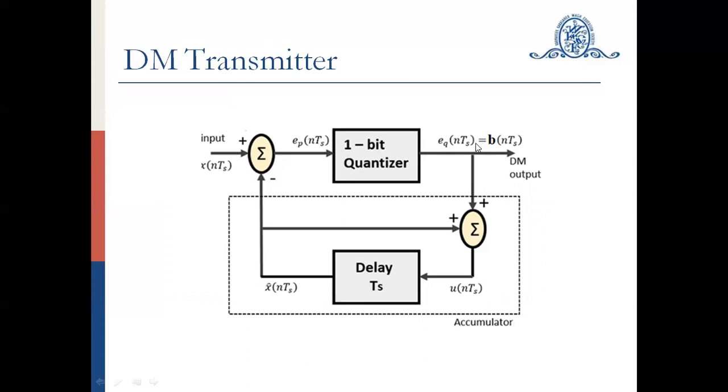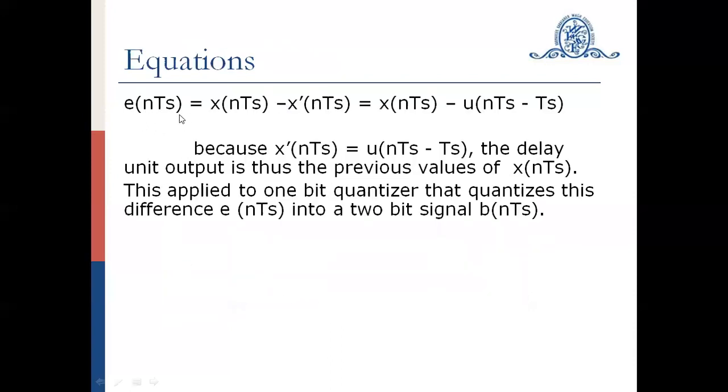That will be applied to the 1-bit quantizer. The output of this 1-bit quantizer is considered as the delta modulator output, that is either 1 or 0, and that is again applied to the accumulator. The accumulator consists of a delay block and this summer circuitry. This signal u of nTs is applied to the delay block, and then you get your approximated signal. Let us see how this signal will be generated and how it will be compared. Mathematically, we can represent e of nTs is equal to x of nTs minus x cap of nTs, which is the same as x of nTs minus u of nTs minus Ts.